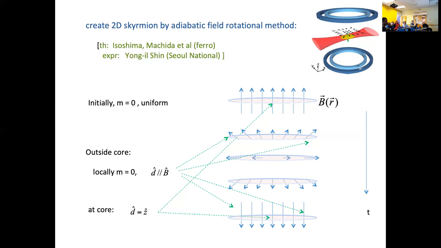Back to some real experiment. It turns out there are ways to create these skyrmions. The method was proposed by Machida's group many years ago, but only realized about five years ago, in the experiment by Shin. The design is like this. These two coils just produce a magnetic field that looks like this, pointing radially outward. Initially, there's a large bias field along the z direction, so the magnetic field is all pointing up.